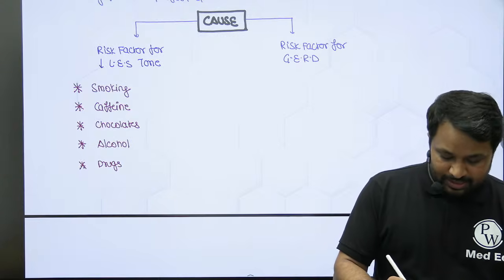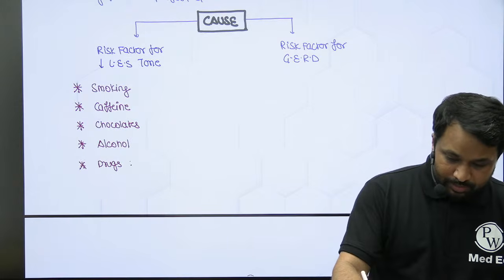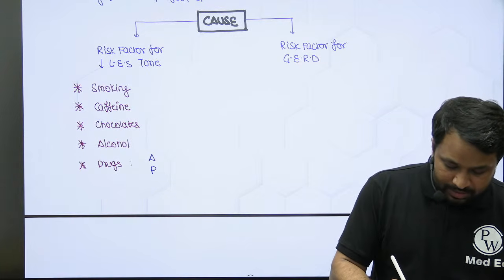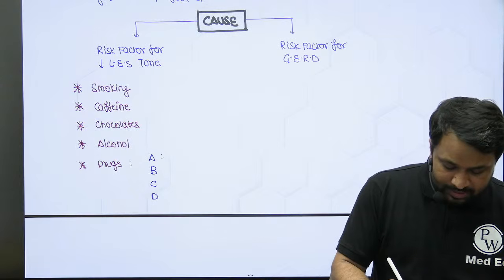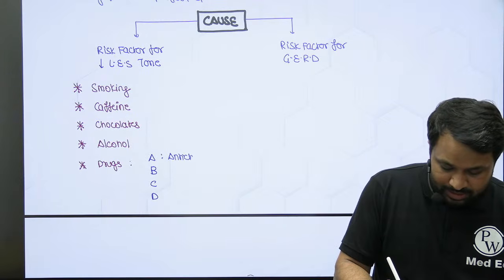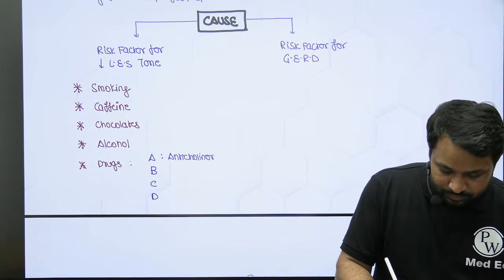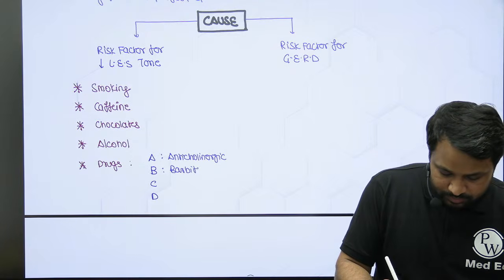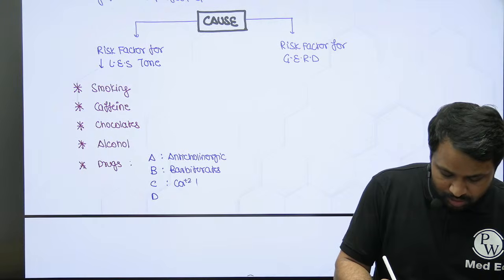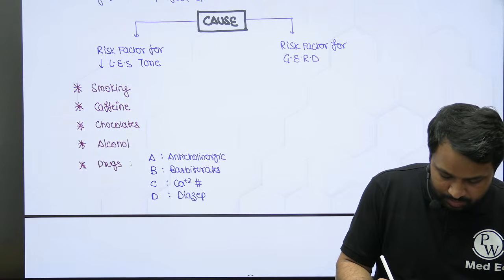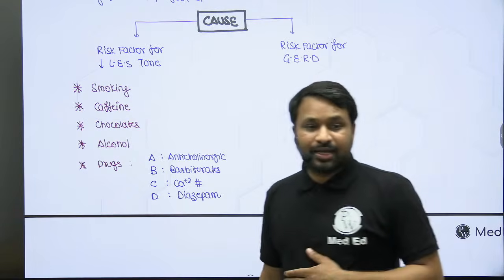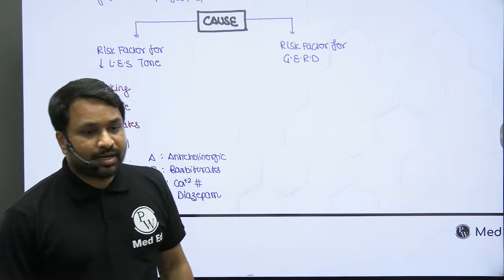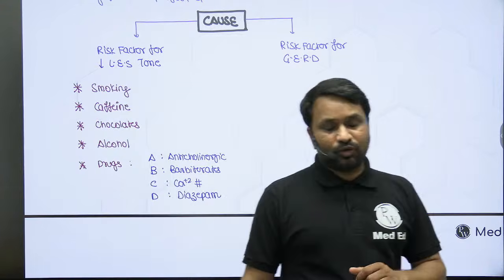Drugs that decrease the tone of LES can be remembered as A, B, C, D. A stands for anticholinergic. B stands for barbiturates. C stands for calcium channel blocker. D stands for diazepam. Right? So anticholinergic, barbiturates, calcium channel blocker and diazepam are the ones that decrease the tone of LES.